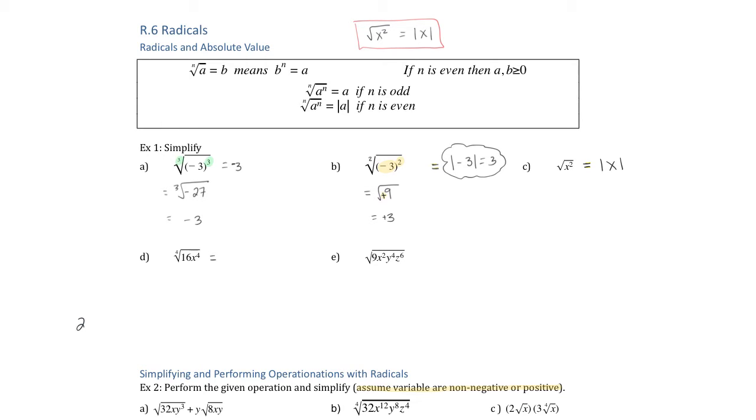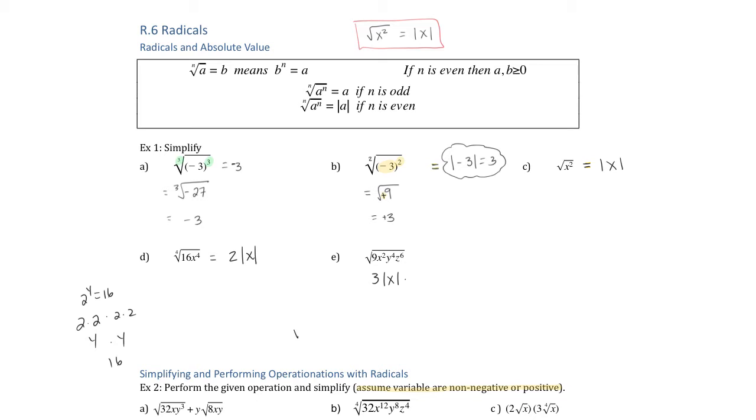2 times 2 is 4, times 2 times 2, that's another 4, that'd be 16. So 2 to the 4th is 16. So the 4th root of 16 is 2, and then because it didn't tell me that x is necessarily positive or negative, I don't know if when I take the 4th root of it, it's going to be x, or if x was negative, it's going to be positive. So it would be the absolute value of x. Same thing here, square root of 9 is 3, and the square root of x squared is the absolute value of x.